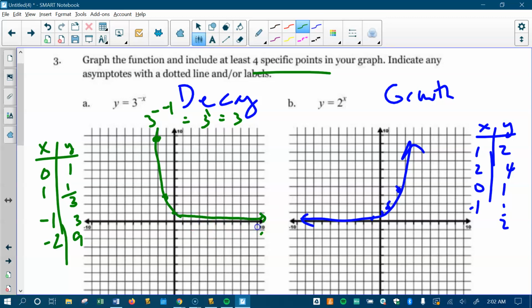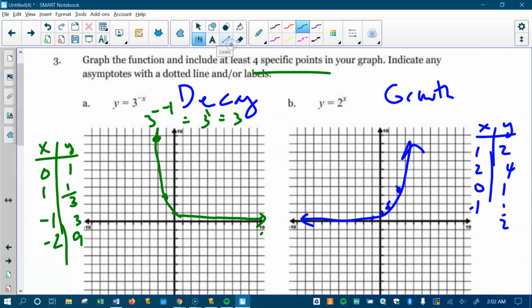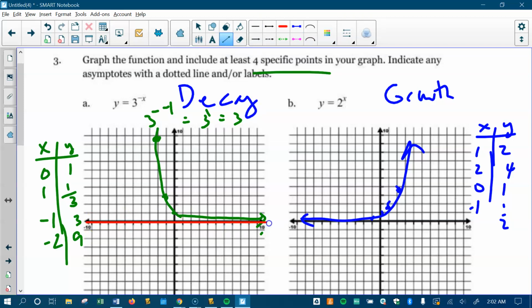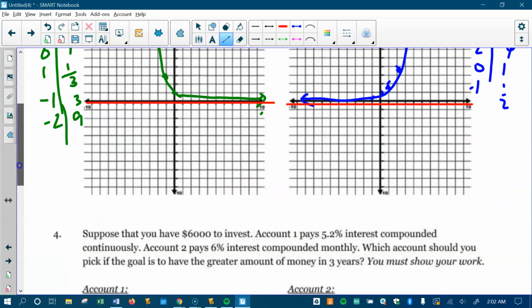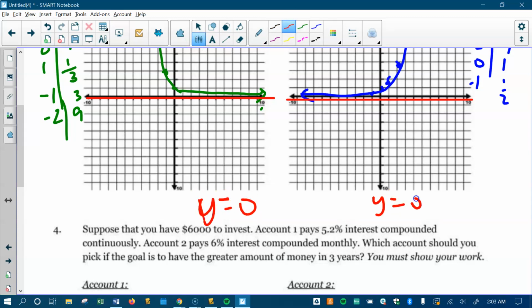There we go. The asymptote for each one. The asymptote is this invisible line here that the graph appears not to cross. And the line that the graph doesn't cross for each one is going to be y equals 0. So my asymptote for each one is y equals 0.